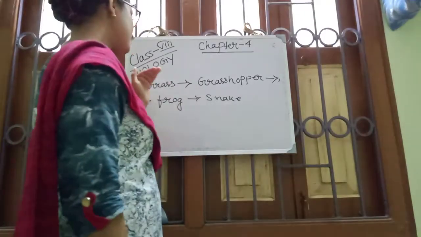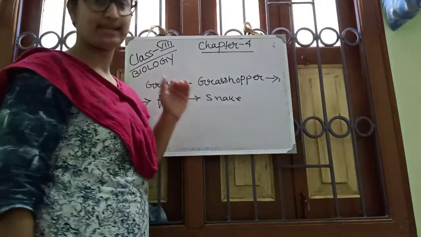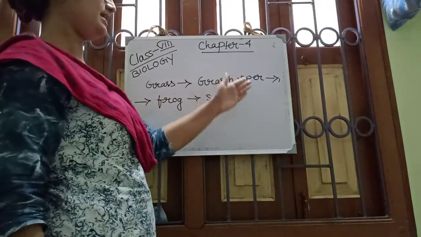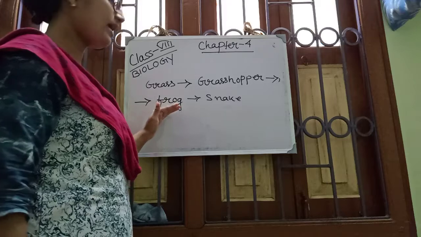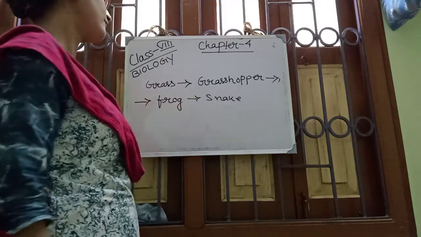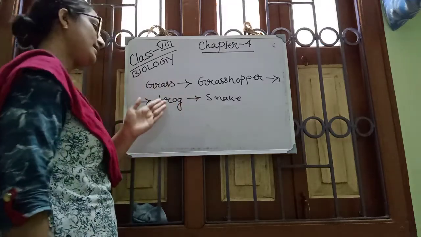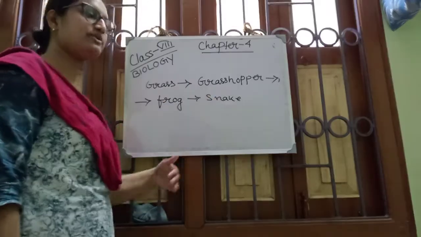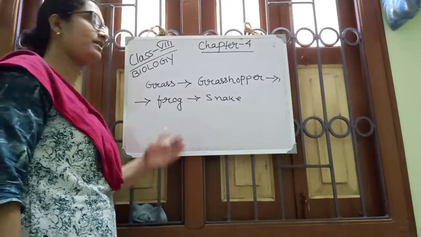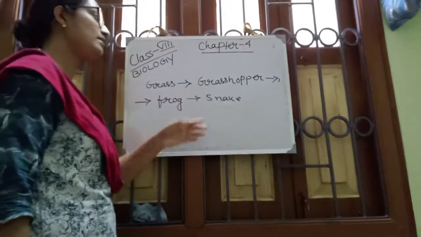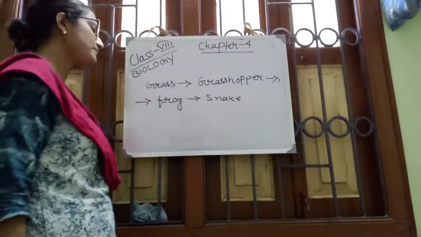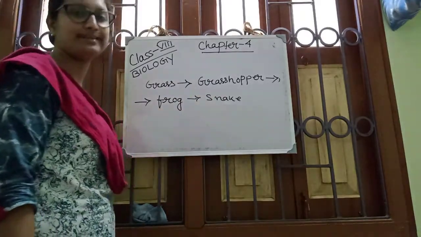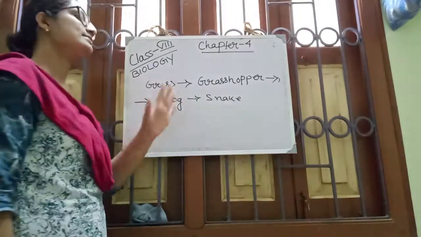The energy is transferred from grass to grasshopper. After that the frog eats the grasshopper, and the energy is again transferred to the frog. The snake eats the frog, and the energy is transferred from frog to snake. Energy flow is unidirectional. First, grass is the producer, then the grasshopper is the primary consumer, then the secondary consumer and the tertiary consumer. This is the food chain.